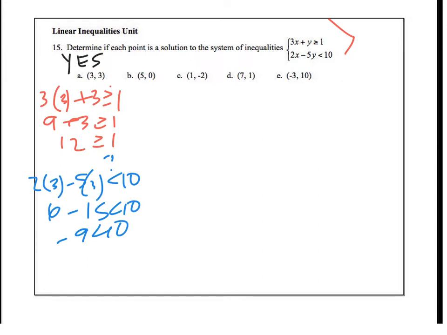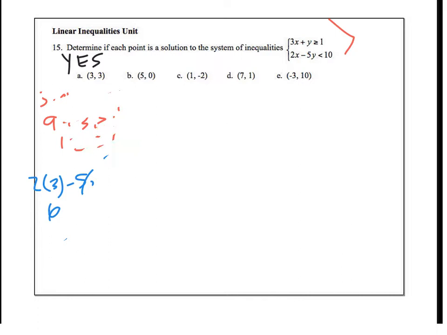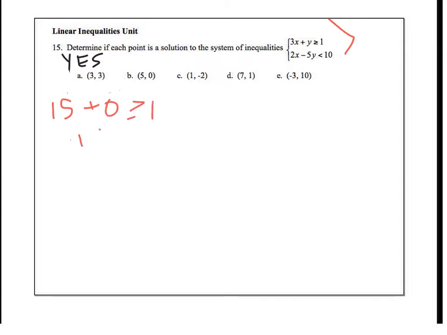And I am going to erase my work, so I have more space to work. Then let's look at our next one here. That's for the point 5, 0. Same thing. If I plug 5, 0 into 3x plus y is greater than or equal to 1, that's going to give me 15 plus 0 is greater than or equal to 1. 15 is greater than or equal to 1, so that checks out.